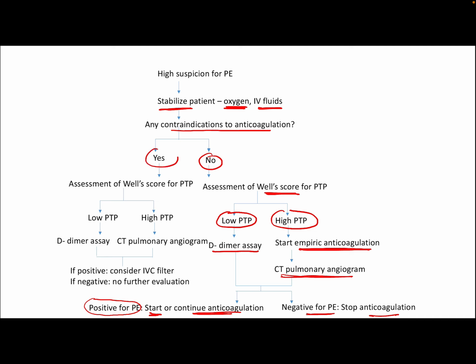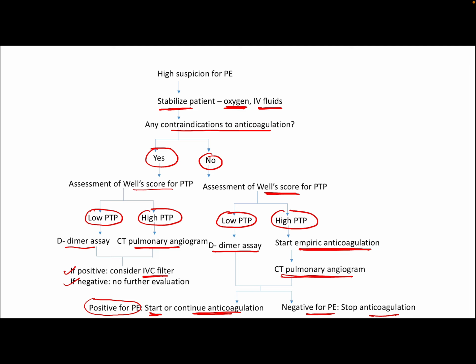If there is, then you first assess the Wells score. If it's low PTP, again go for D-dimer assay. High PTP, go for CTPA. And based on the test results, if positive, instead of anticoagulation, we'll go for IVC filter. If negative, no further evaluation.